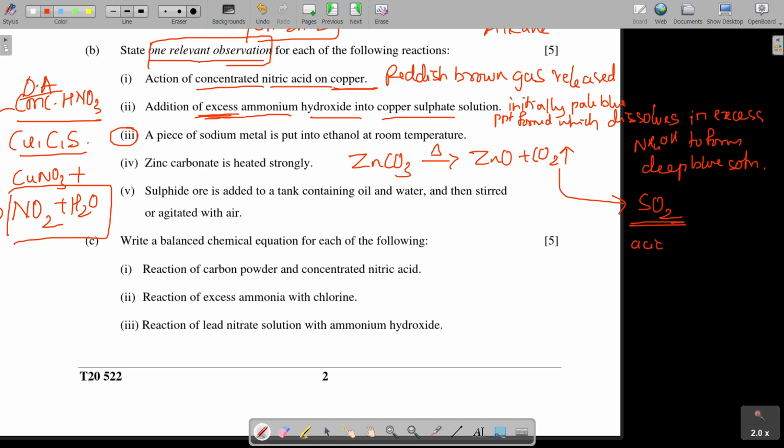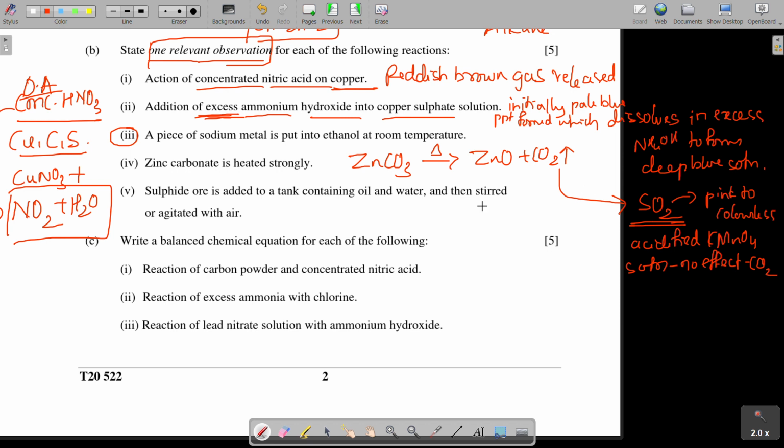There is one more test, acidified KMnO4 solution. If we use carbon dioxide and acidified KMnO4 solution, no effect. But SO2 will change the color from pink to colorless for acidified KMnO4 solution. There is one more test, acidified K2Cr2O7, that is potassium dichromate solution, which turns from orange to green in the case of SO2, but no effect by CO2 gas.